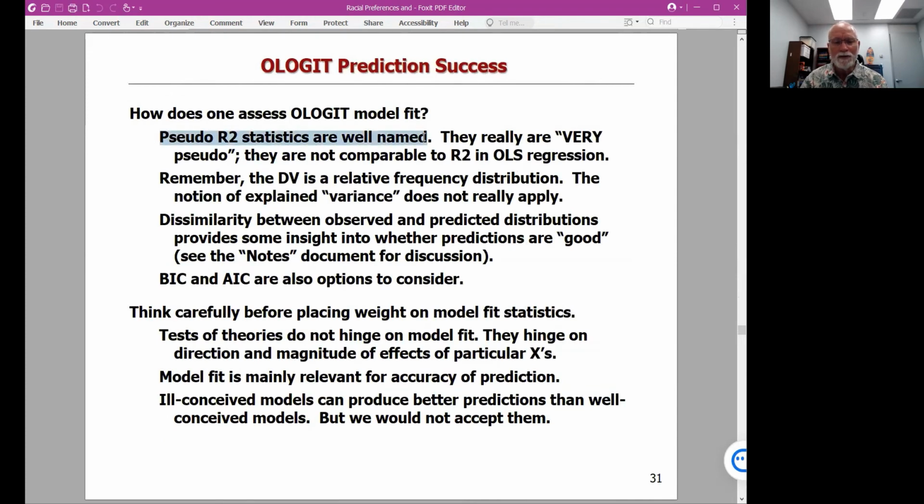The pseudo R-square statistic, I think, is very well named because it is really pseudo. Pseudo is not a compliment. If you're pseudo ethical, then you're probably not ethical. And this R-square is not at all comparable to R-square in OLS regression. And I regret that for whatever reason, people invented this statistic and software reports it.